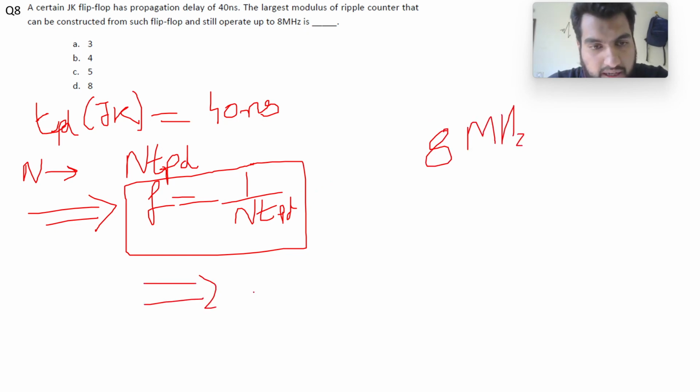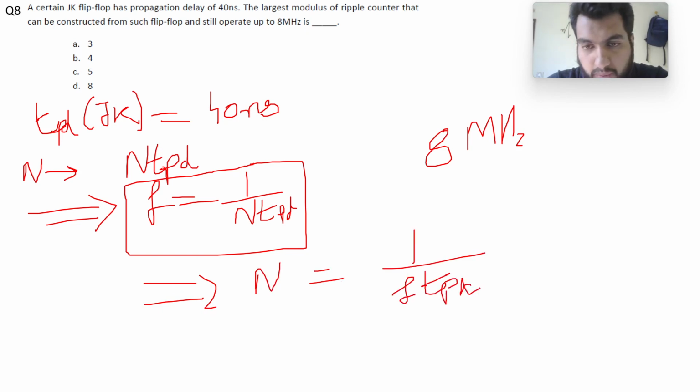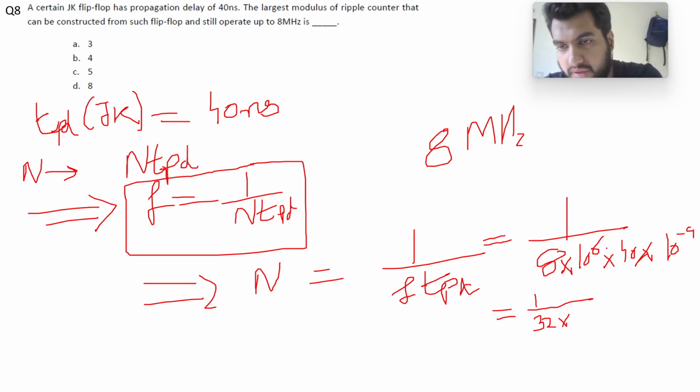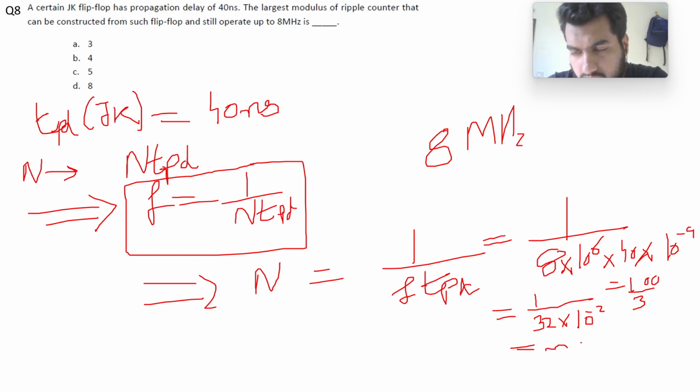So that implies n is equal to 1 by f times the individual propagation delay of a JK flip-flop. So it will be 1 by 8 megahertz, that is 8 into 10 to the power 6, multiplied by 40 into 10 to the power minus 9. So it will be 1 by 32 into 10 to the power minus 2. So this is 100 by 32, that is approximately equal to 3.125. So we can write it approximately equal to 3.